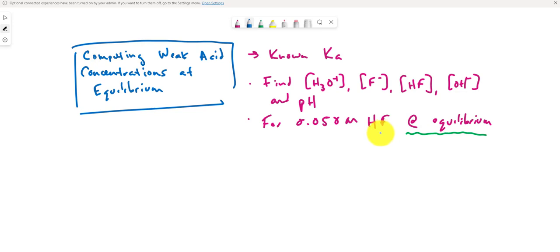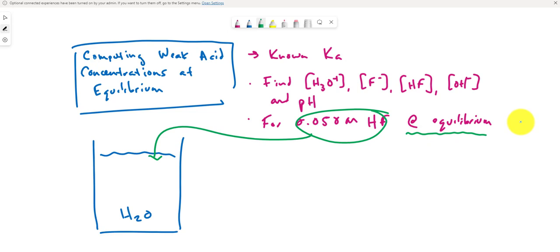You toss that into a beaker of water, we know that some amount of that's going to dissociate based on Ka. Ka is small, so to what extent is it going to break apart and produce these constituent ions? And so can we find out what those concentrations are and the ending pH once the system has relaxed to equilibrium?